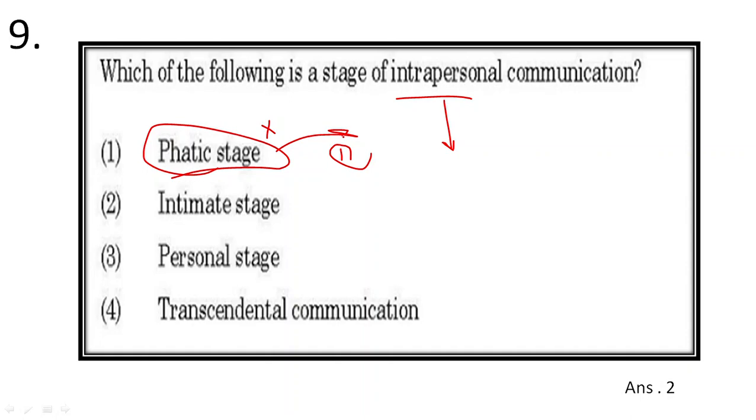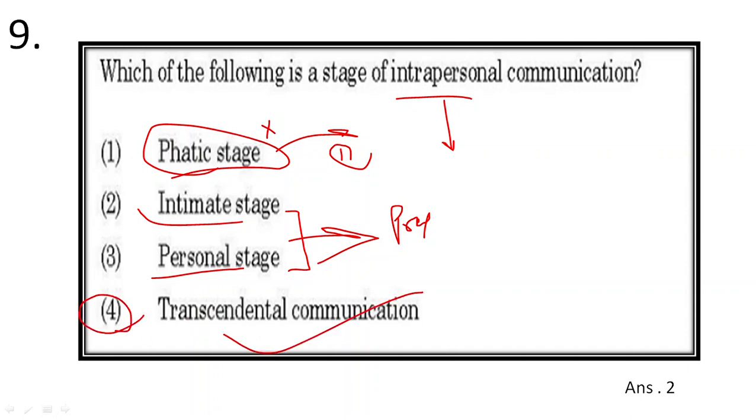That is interpersonal communication. Intimate stage and personal stage, it is about proximity in non-verbal communication, and it is interpersonal again. Intimate stage, when you're in a close proximity with others, when you're communicating at a close proximity, or a personal stage. So these two are also part of interpersonal. Only the fourth one, option 4, that is transcendental communication, is the intrapersonal communication.